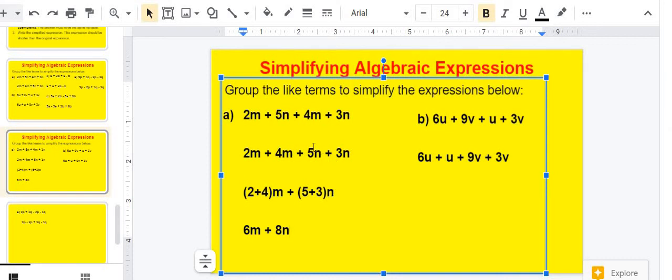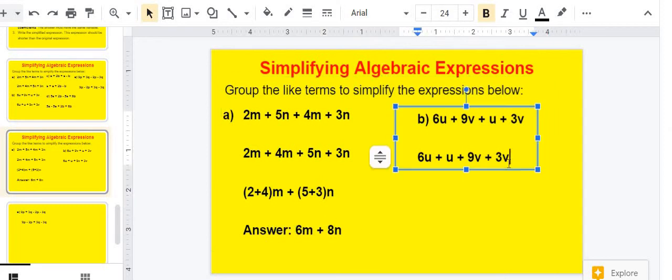So say, for example, this was 5n squared plus 3n squared. Our answer would have been 8n squared. Okay, this is our final answer. So you'll notice that our original expression had 4 terms. Our final answer only has 2 terms. So that means we have successfully simplified our algebraic expression. So our answer is 6m plus 8n.